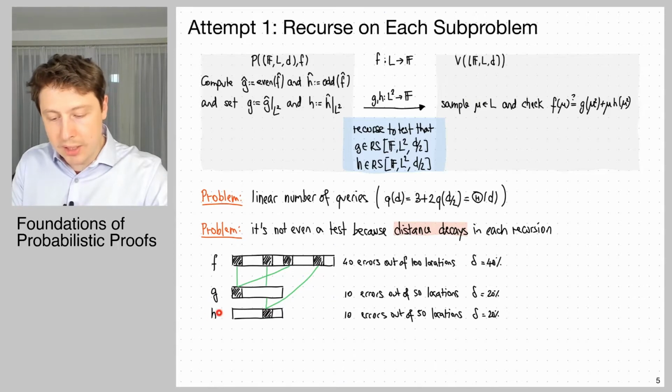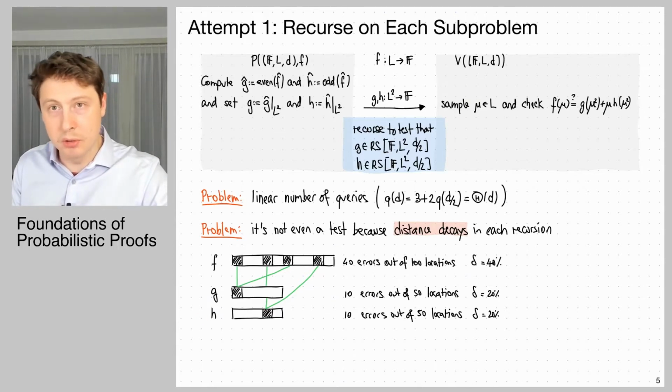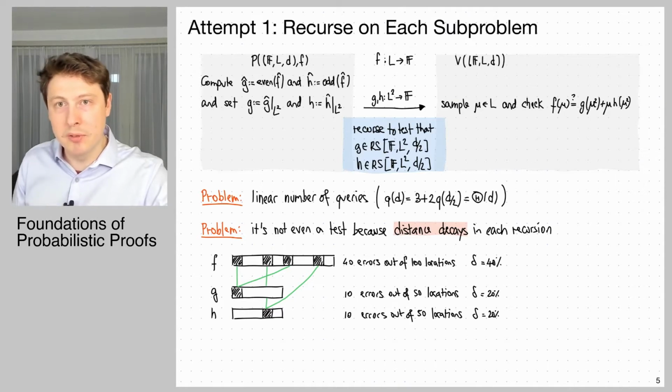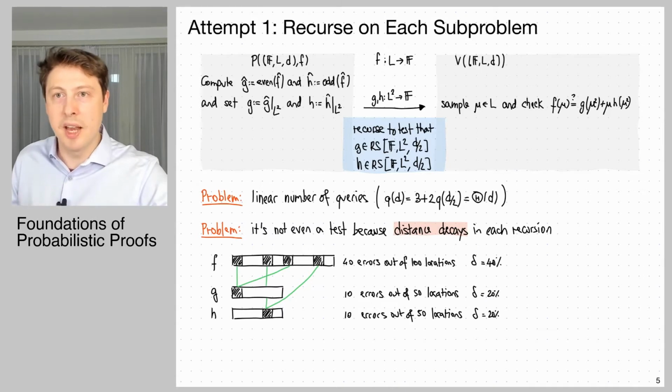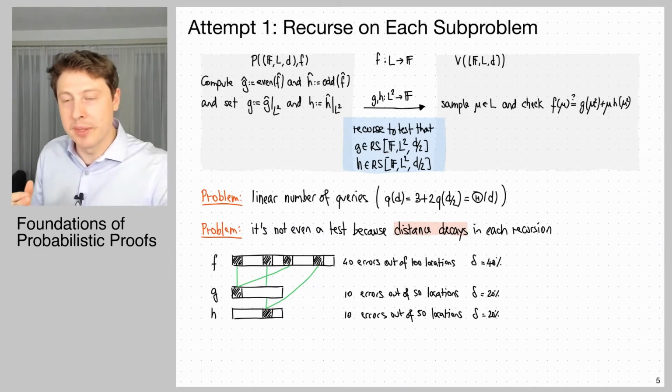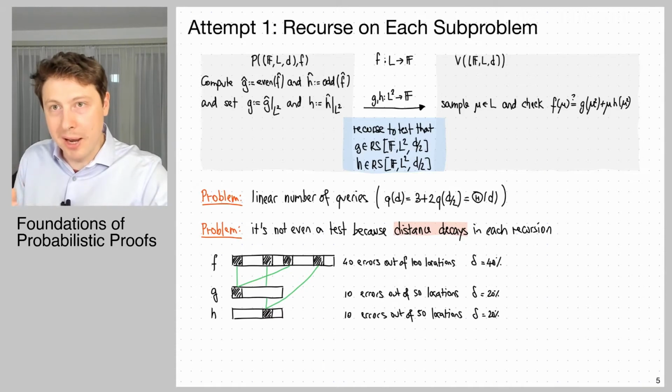And yet, G and H are going to be actually closer to low degree. They're each going to have 10 errors out of 50. Of course they're defined over half the domain, so they have maybe 50 locations. This is something that should worry us, because if we start with something far, and in each recursion it's possible to get closer and closer, we'll end up at the end of the recursion with something that is low degree, and then the verifier will say, yeah, I accept, right? So it's important, through the recursion, to have distance preservation.